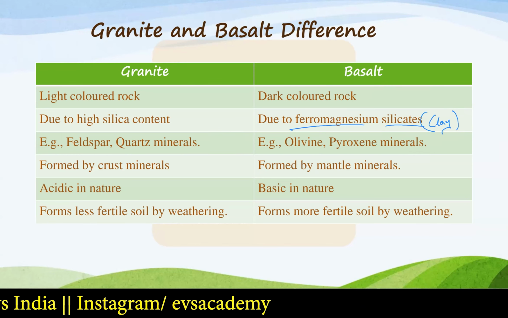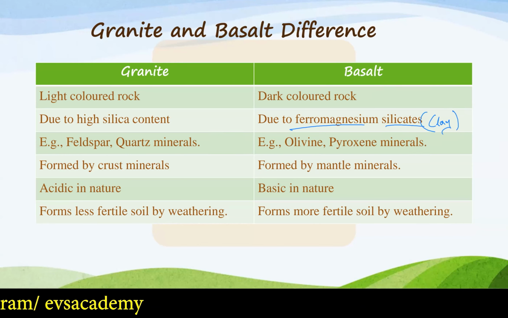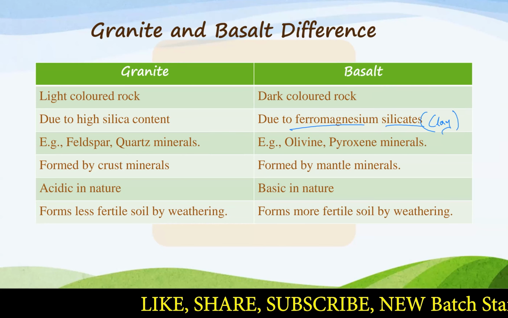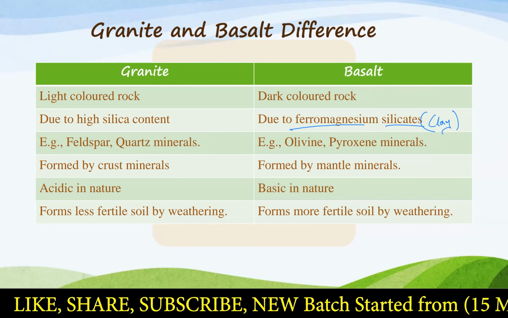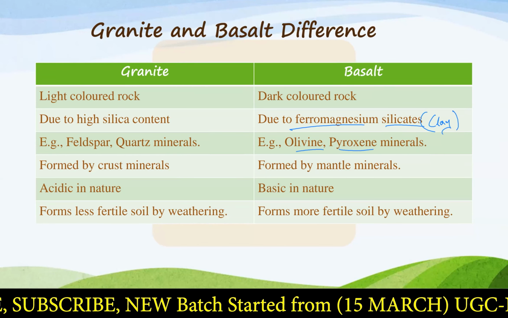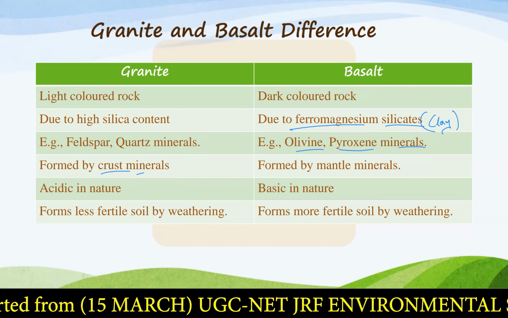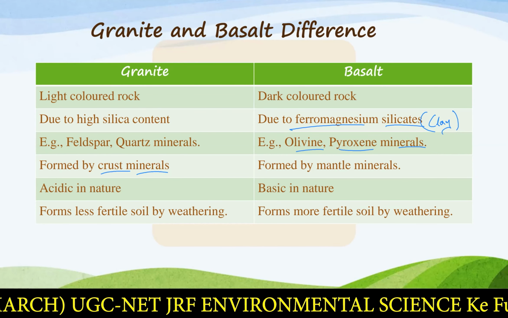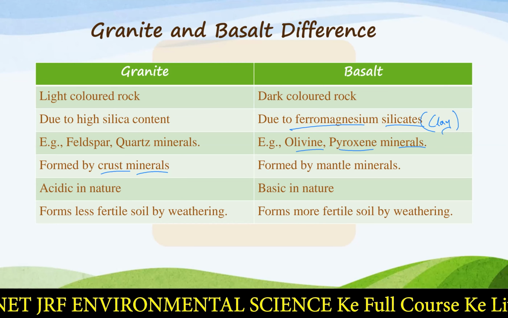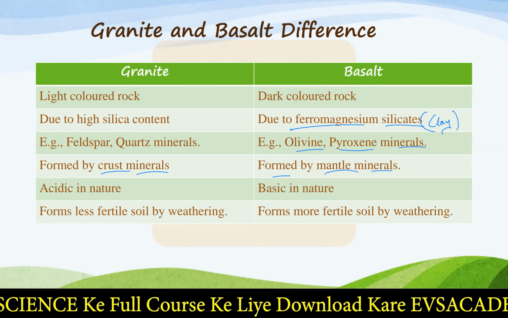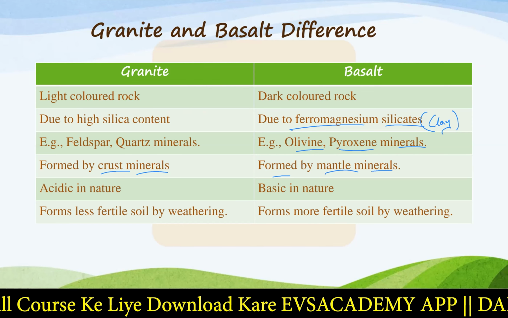So remember that. The example of the minerals present in this granite rock is feldspar and quartz, which is a very common type of mineral that you can find on the earth surface. While the basaltic type of rock is formed with the help of olivine, pyroxene type of minerals. So these are the other group of minerals. Granite is formed by the crust minerals, which you can find mainly in the crust, the upper surface of the earth, while the basalt are formed by the mantle minerals. These all are the mantle minerals like olivine and pyroxene.